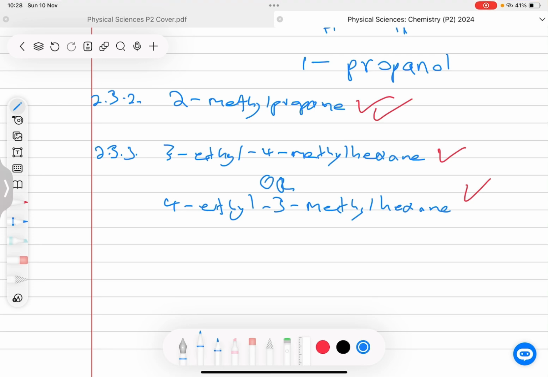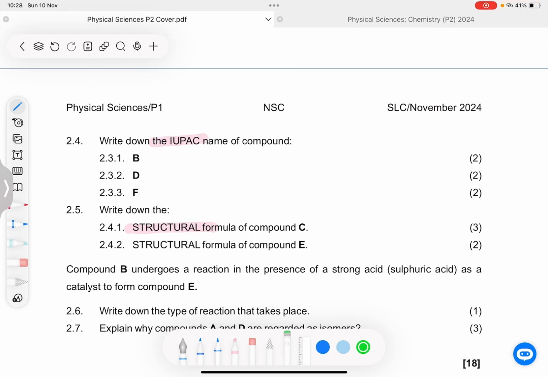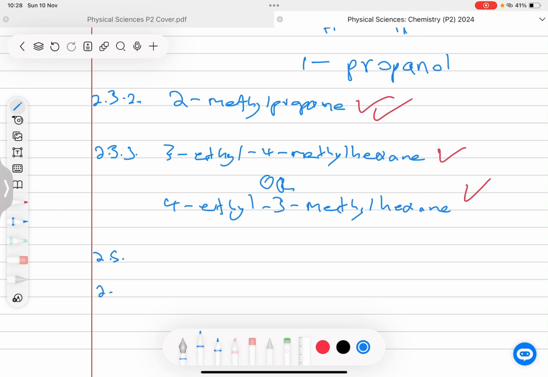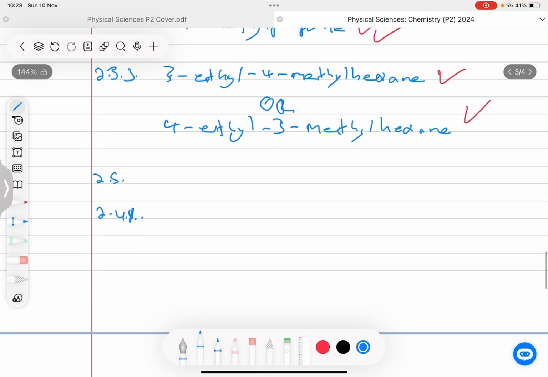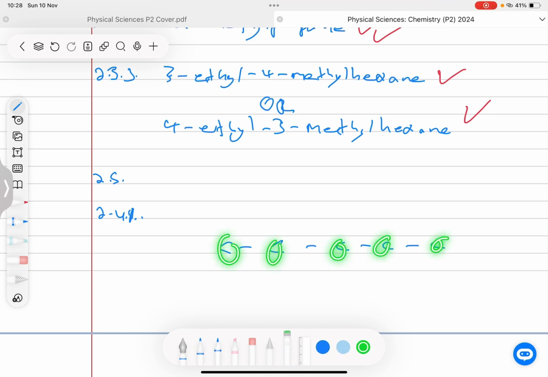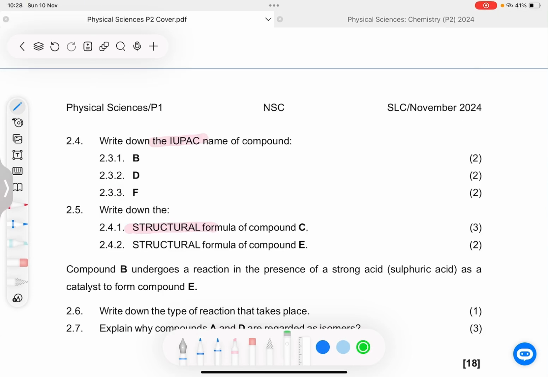So my numbering here, we are on 2.5, and we are answering 2.4.1. Again, here I see the numbering is incorrect, so we'll keep it as it is. So I'm saying my main chain has 7 carbons. So this is 1, 2, 3, 4, 5, 6, and 7 there.